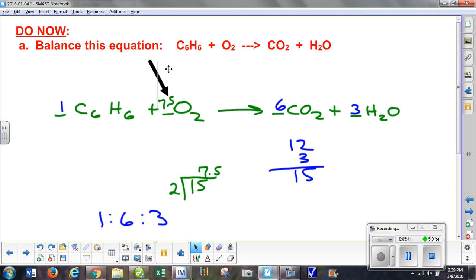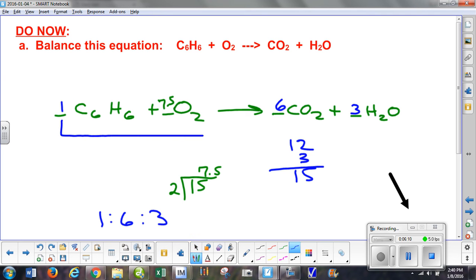So if you're going to double this guy and you double this guy, you're dead, because everything else is messed up. The basic reason for that is that this 1 and this 6 and this 3 are a fixed ratio of this substance to this substance to this substance. And the way I write that is like this. These guys are connected with the coefficients that I've used to start with.